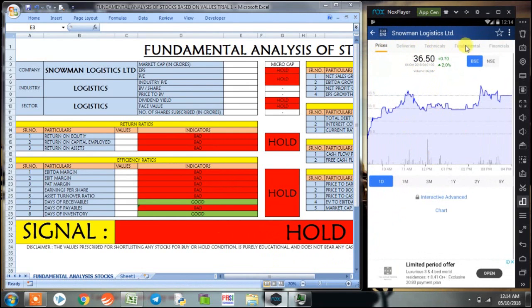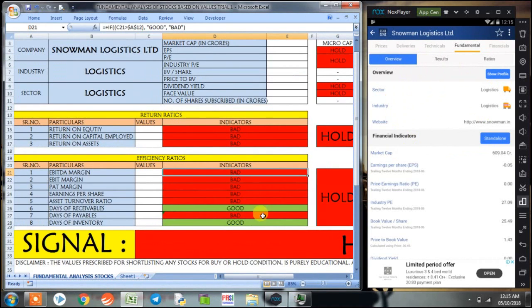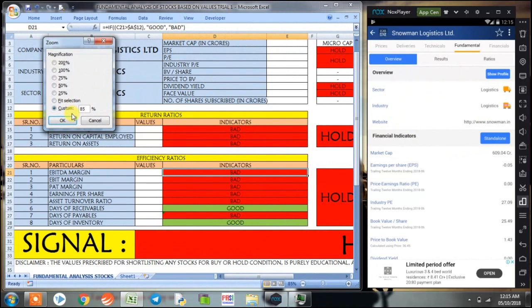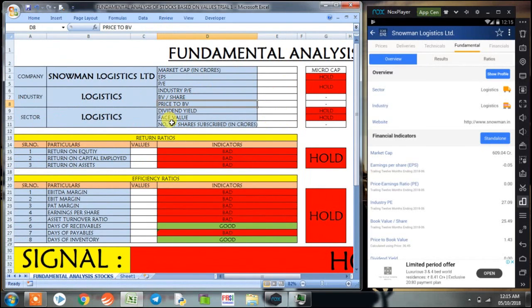Now in this we have to go for fundamental values, so we'll click on the fundamental tab, and it tells you about the company and gives you all the financial values related to the company. So I'll expand a little bit. Okay, so view, I'll go for zoom 82. Now we'll be putting one by one all the values from this Stock Edge app. To know about the company, we can have the information here in the show profile.